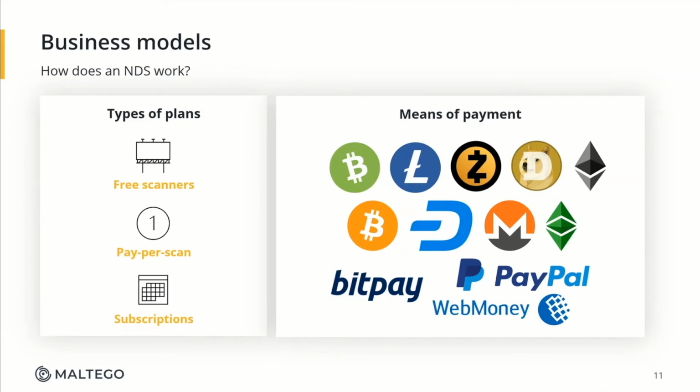And then you have the subscription-based ones, for which you pay for a day or for a month, and you have access to a certain number of scans. So you have a lot of different subscriptions. They range from $15 for a day to $300 for a month. Then to pay for these services, to actually use the NDS, you can use different cryptocurrencies, but some of them also use online payment systems like PayPal, BitPay, or WebMoney.